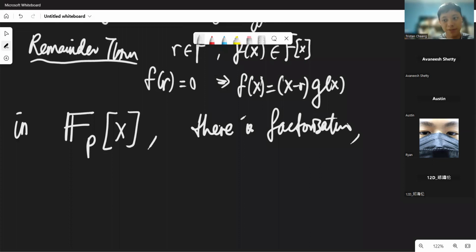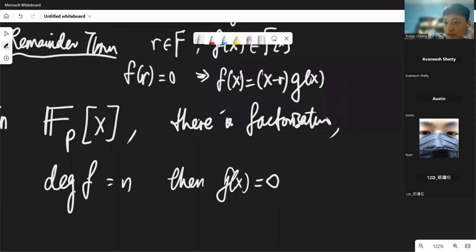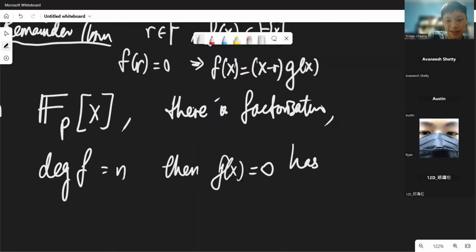And it works very similarly to the usual thing that we know. So if the degree of a polynomial is n, then this equation f(x) = 0 has at most n solutions. This doesn't just apply to the set of real numbers, it applies to arbitrary fields. At most n solutions.